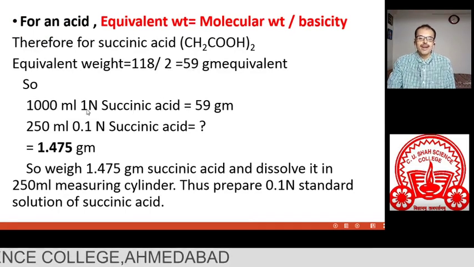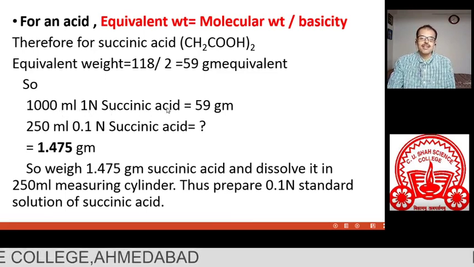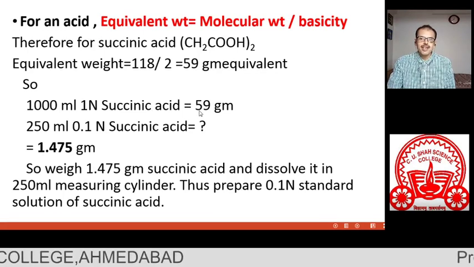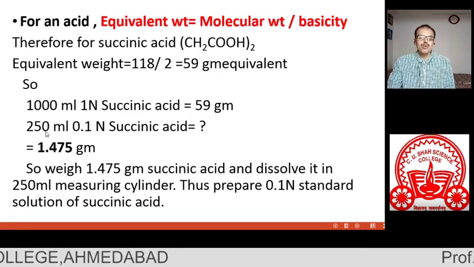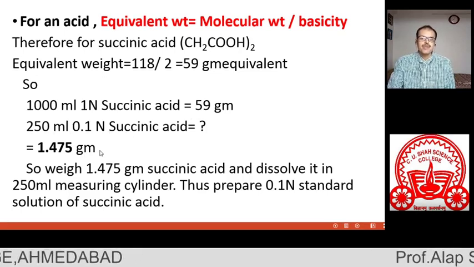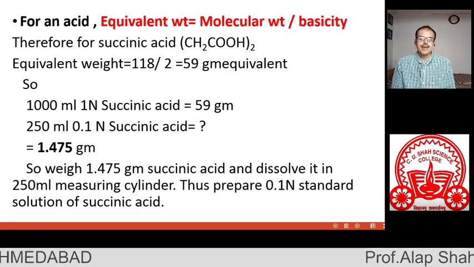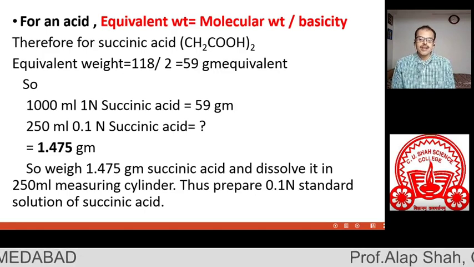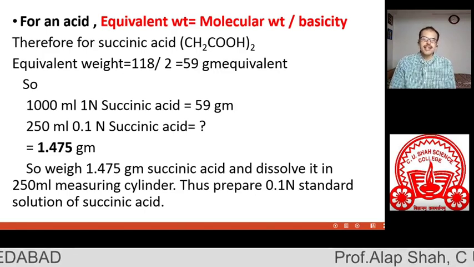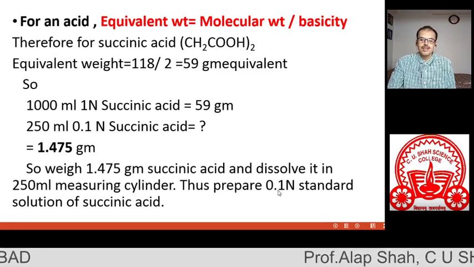So if we want to prepare 1000 ml of one normal solution of succinic acid, we should weigh 59 gram. But here we only want to prepare 250 ml of 0.1 normal, so that is 1.475 gram of succinic acid. Usually students carefully weigh 1.470 gram of succinic acid and dissolve it in a 250 ml measuring cylinder with distilled water. That way you can prepare a 0.1 normal standard solution of succinic acid.